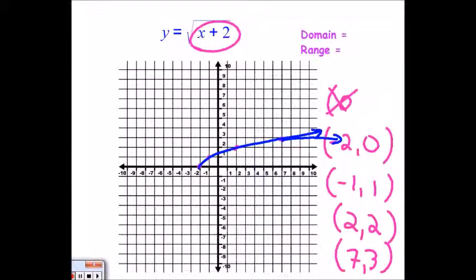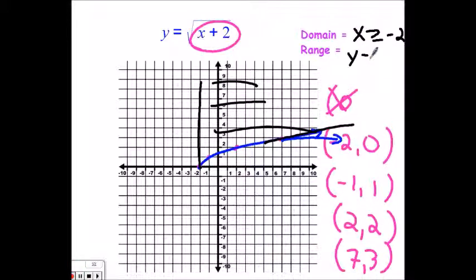Okay, we need to talk about the domain and range. It looks like all the x coordinates for the graph of this function start at negative 2 and get bigger and bigger. So x is greater than or equal to negative 2. And the range looks like all the y coordinates are starting at 0 and then getting bigger. Remember, this keeps getting bigger and bigger, so y gets bigger and bigger. So it's basically y is greater than or equal to 0.